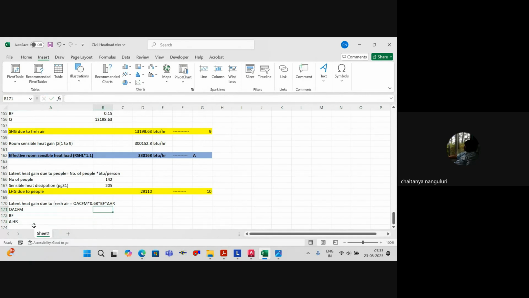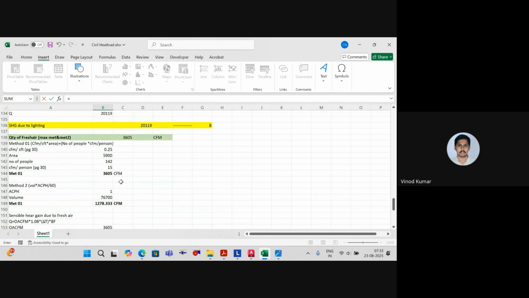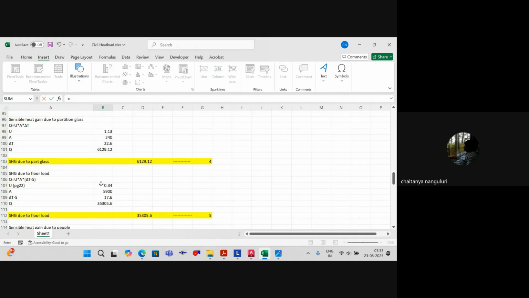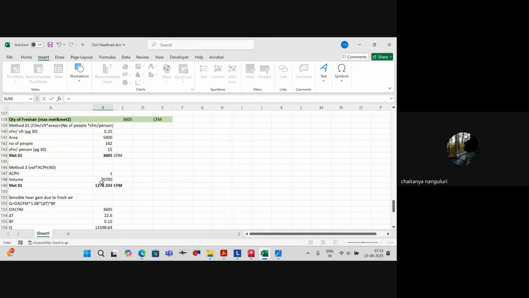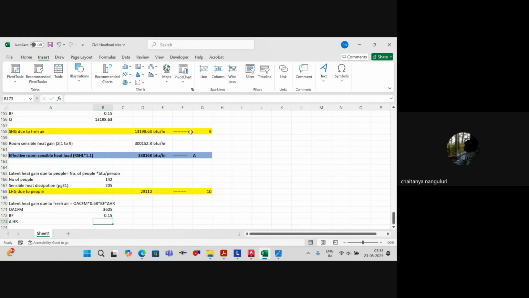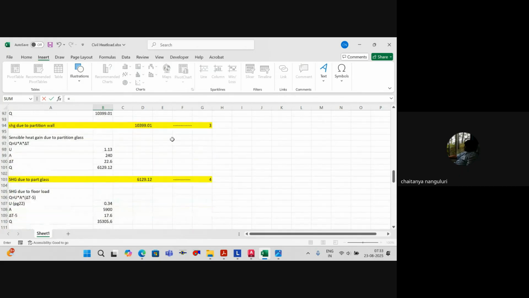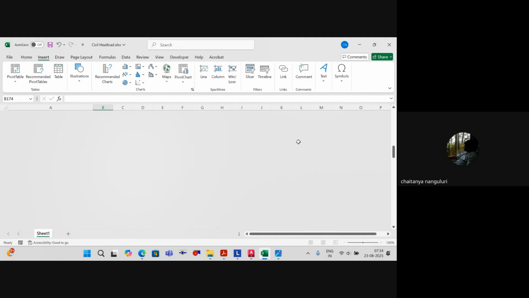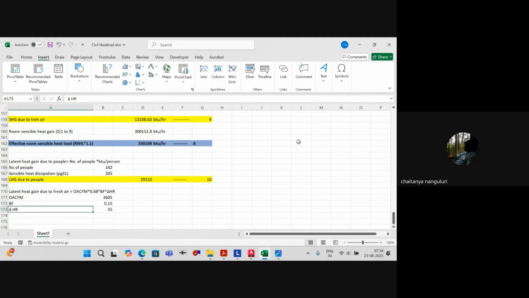So here we'll directly take the fresh air volume. The quantity of fresh air in CFM is this one, and the bypass factor is 0.15. Delta HR we get from this data. This is your humidity ratio, 55, that we got from inside minus outside.